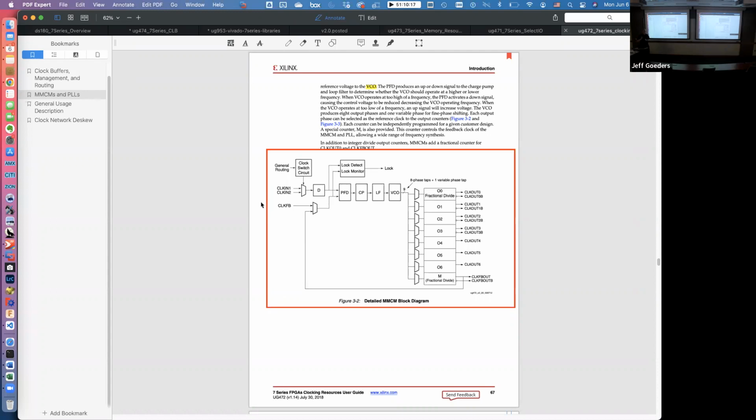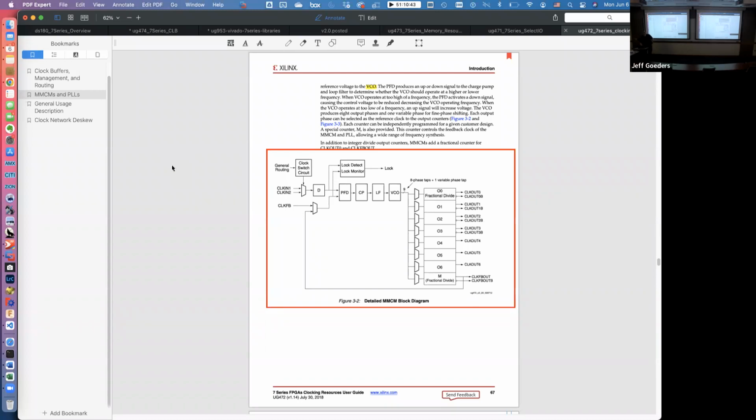And you might care about the phase relationship of those clocks. For example, you might have a 100 megahertz clock coming in. You might want to have a 50 megahertz clock, but you want the 50 and the 100 to be in phase, meaning when the 50 megahertz clock is going high, so is the 100 megahertz clock. That may be important to you in the timing of your design.